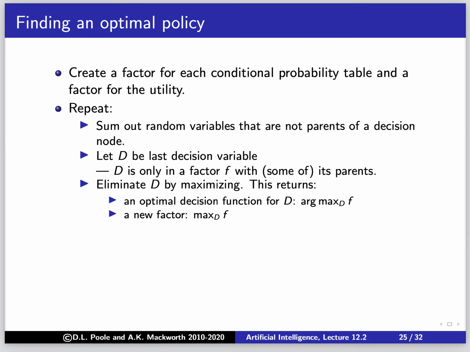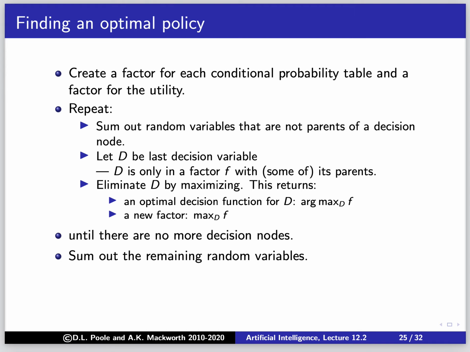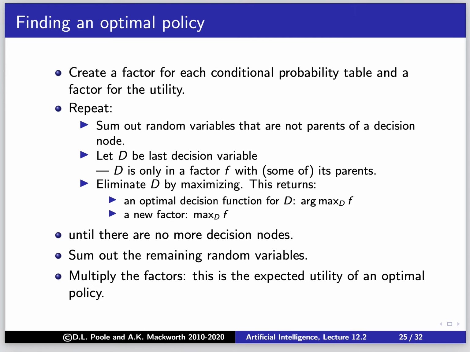This creates two things. One is an optimal decision function for D, which is the argmax over D of the factor F. Instead of summing, we take the max, and argmax finds the argument that achieves the max. The other is a new factor, where instead of summing over D, we max over D. We do that until there are no more decision nodes. Then, just like in variable elimination for queries, we sum out the remaining variables, multiply the factors, and this is the expected utility of an optimal policy.